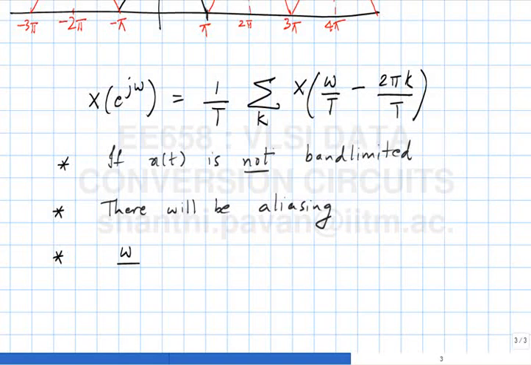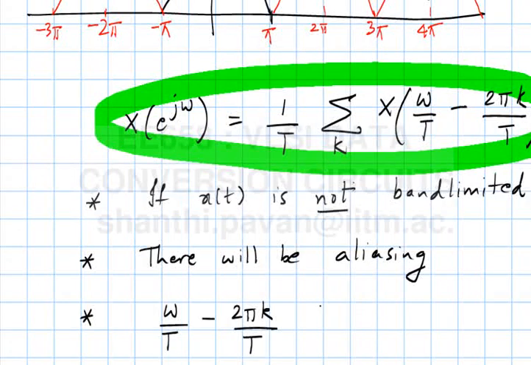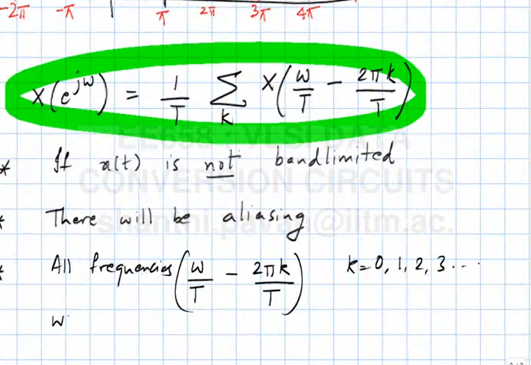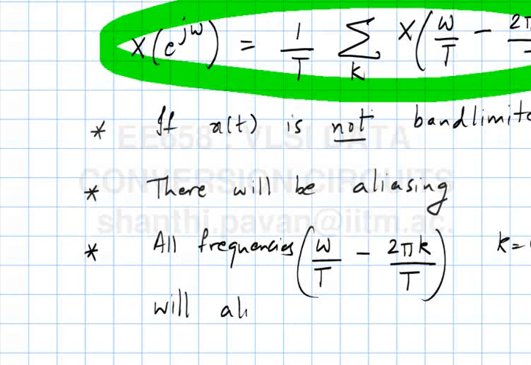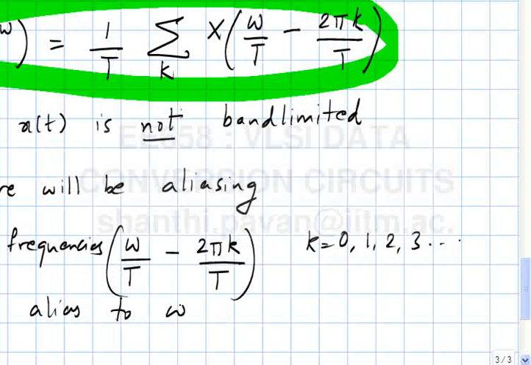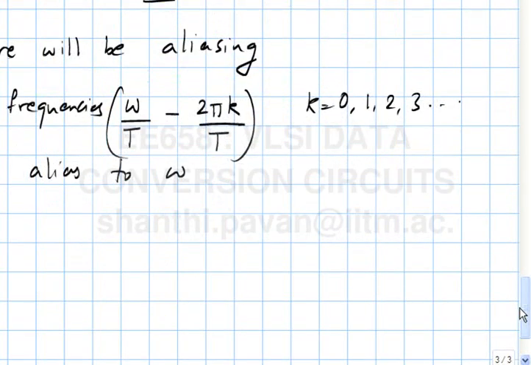From this relation, all of these alias to the discrete time frequency omega. In English, it means that all tones which are spaced by the sampling rate will all get back to the same tone in the discrete time domain. Does that make sense?